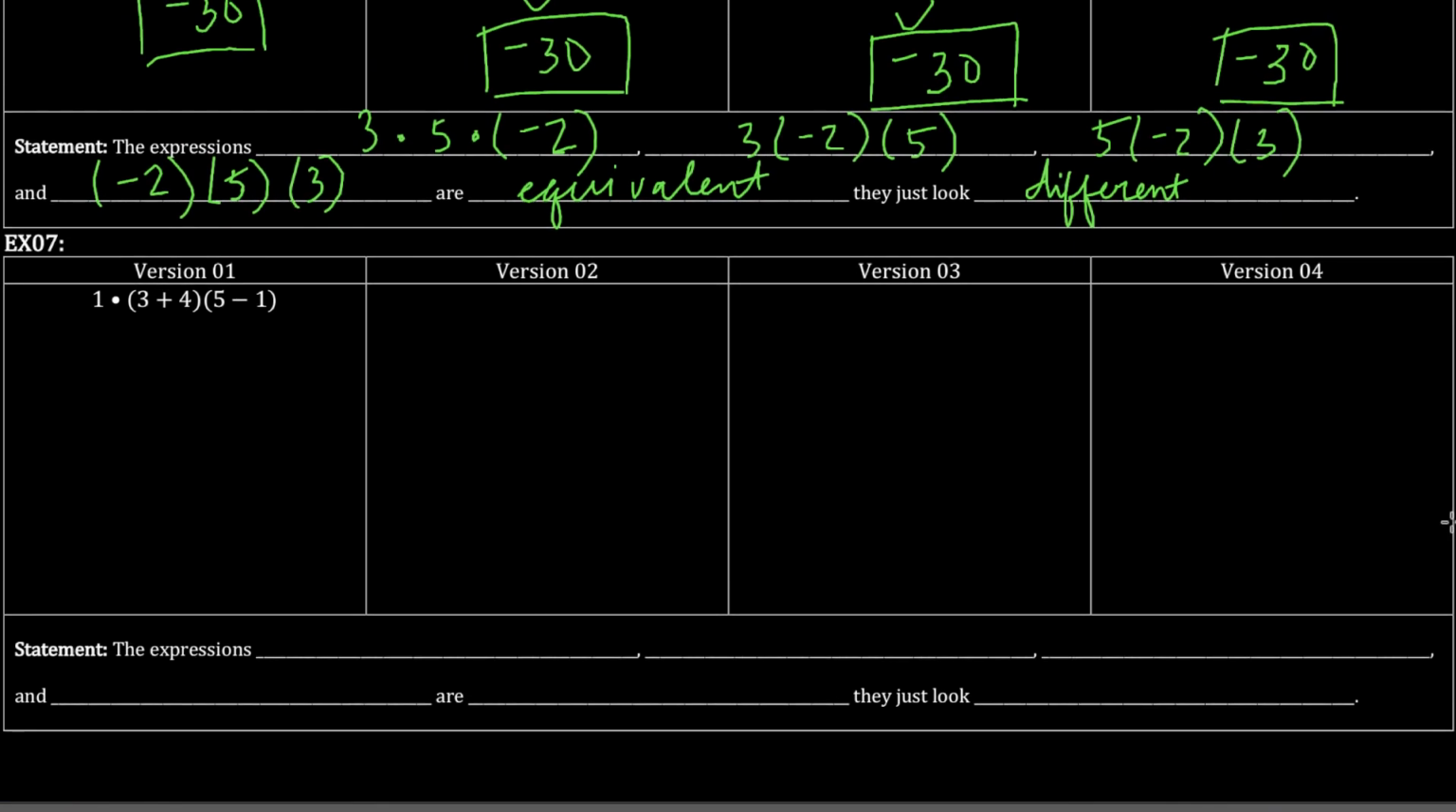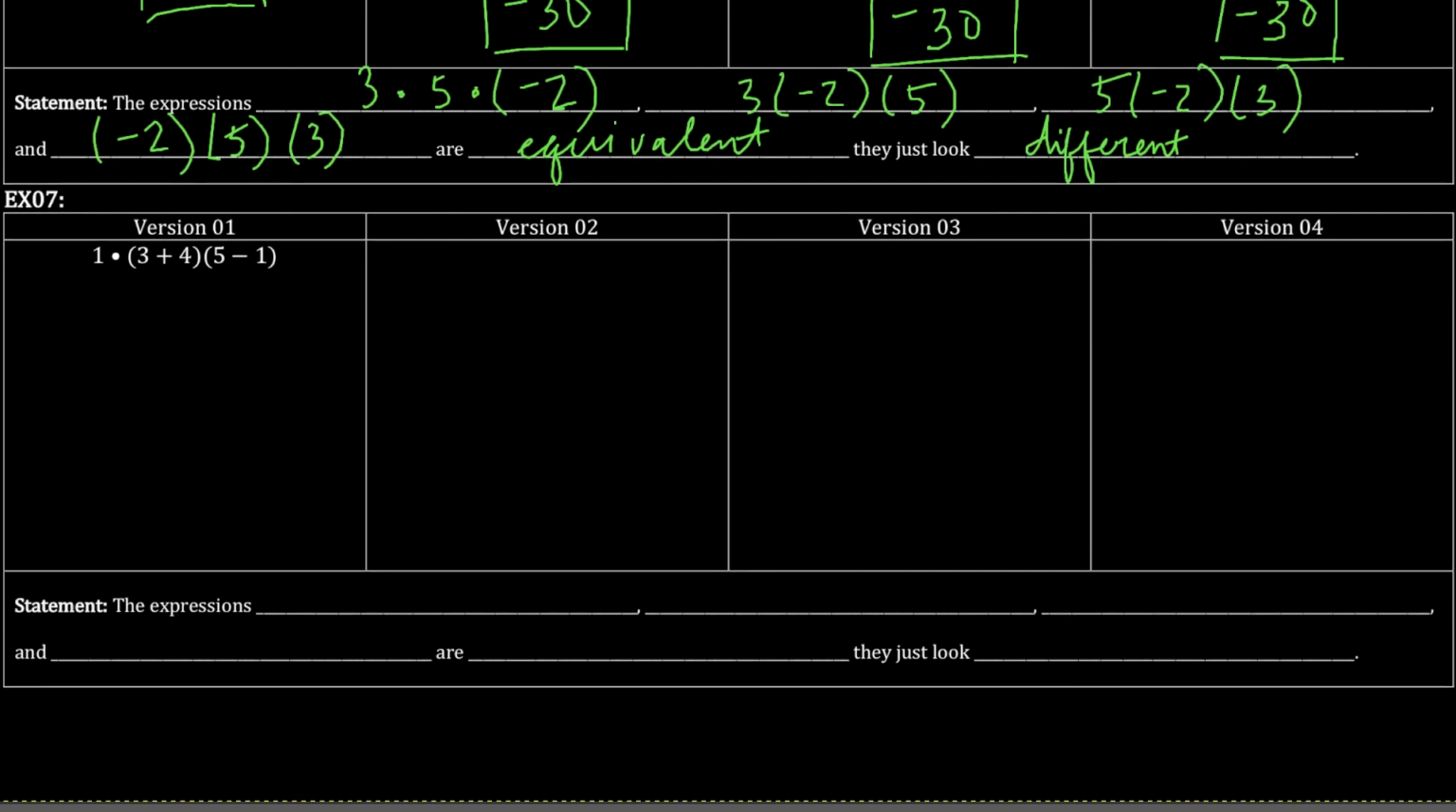Looks like we got one more example. Okay. So 1 times 3 plus 4 times 5 minus 1. Ooh, that's going to be interesting to do the math on. Well, it's going to take some time. Shouldn't be too bad for y'all, though.